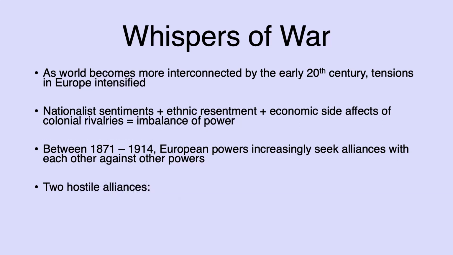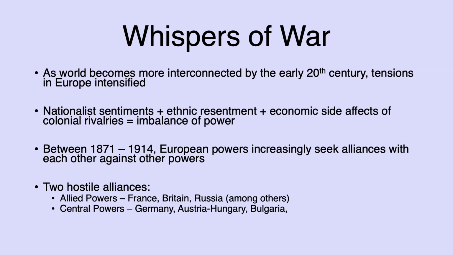So there are two hostile alliances that we need to talk about. The first one is going to be the Allied powers. That's France, Britain, and Russia, among others. And then we have the Central powers. That's going to be Germany, Austria Hungary, and Bulgaria, among others as well.